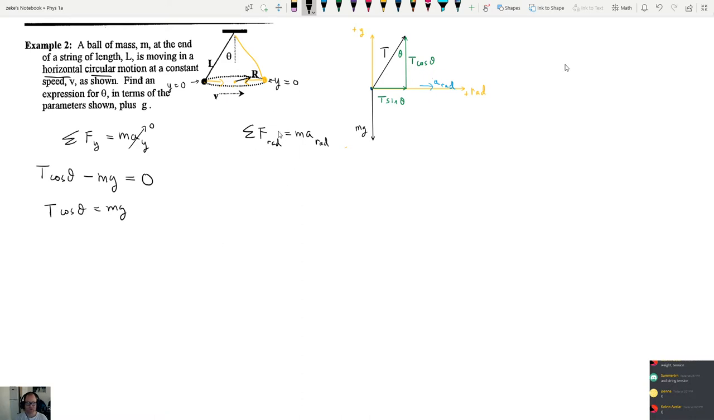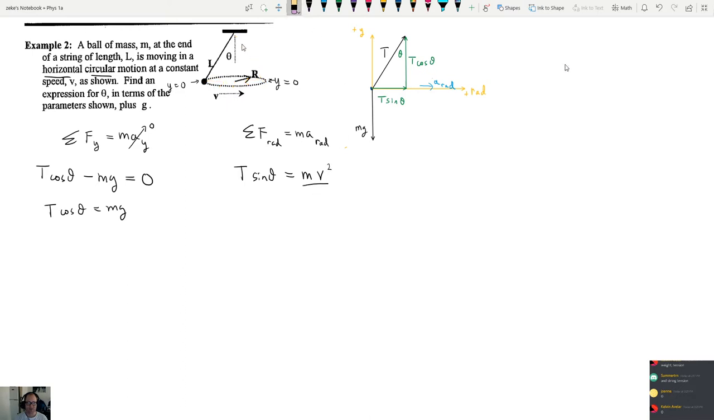In the radial direction, we only have one force, which is T sine theta right here. So we can write T sine theta is equal to m times a radial. And we know from our derivation at the beginning of class that the radial acceleration is going to depend on the velocity of the object squared divided by the radius of the path. Now, this radius has to be the radius of the circular path itself, right?